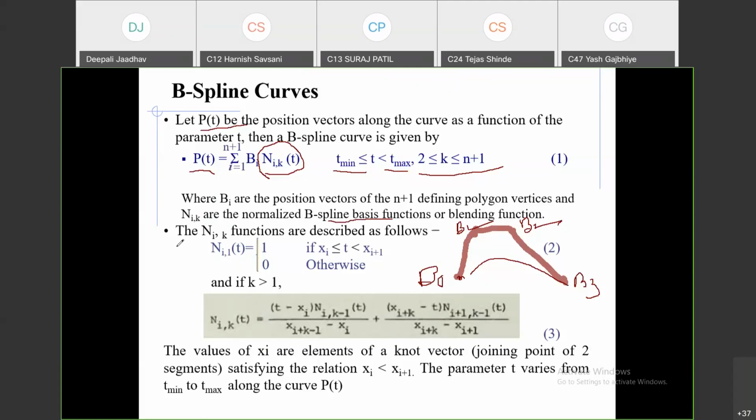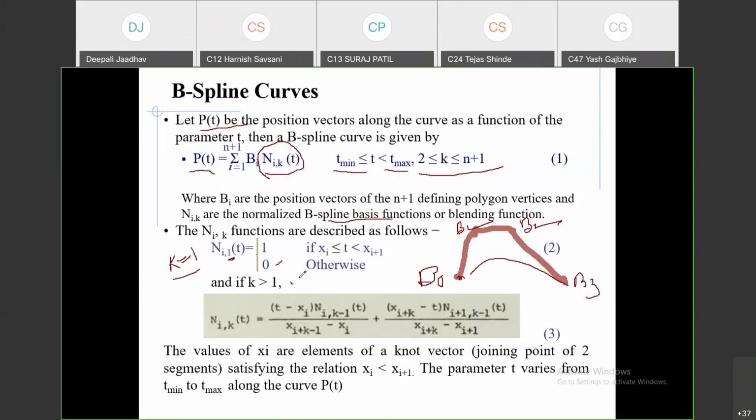The first condition is when k is equal to 1. So when k is equal to 1, then Ni1(t) is equal to 1 if t is greater than or equal to xi and less than xi plus 1. That example we are going to see in detail. Otherwise, the value of Ni1(t) is 0. So that is for k equal to 1.